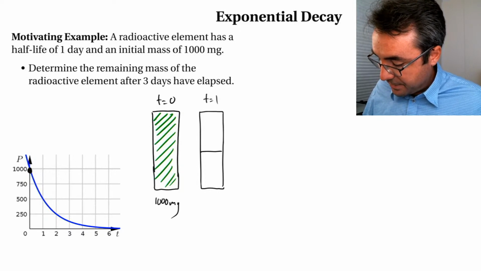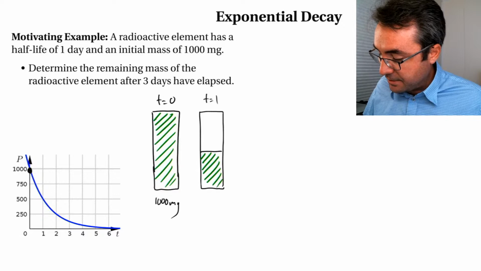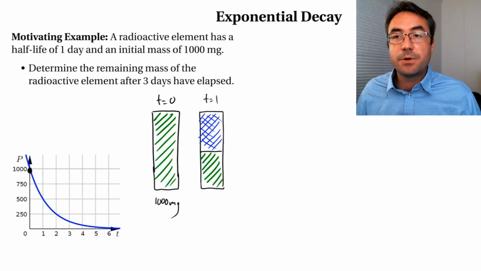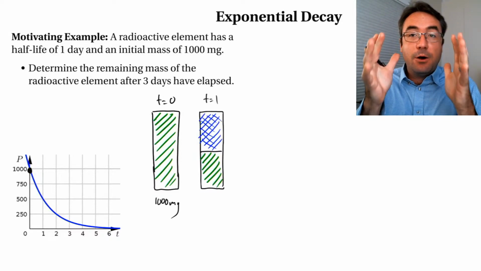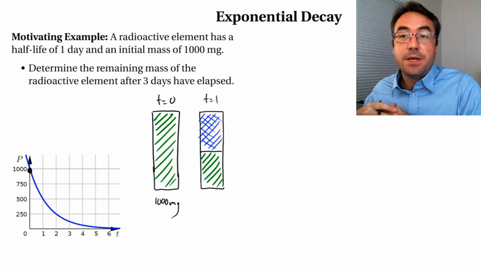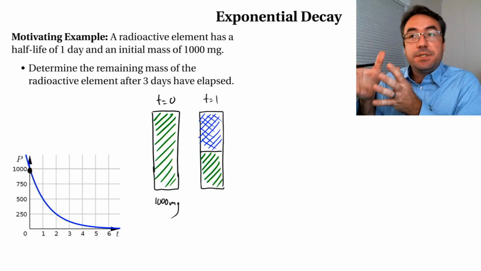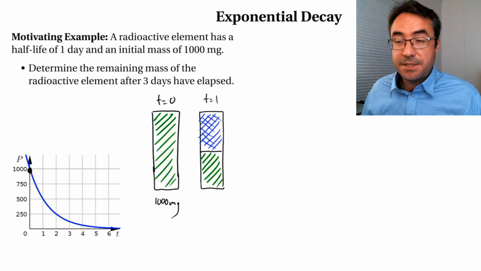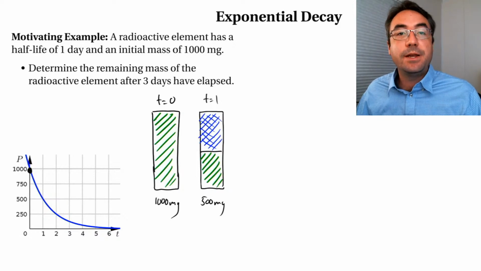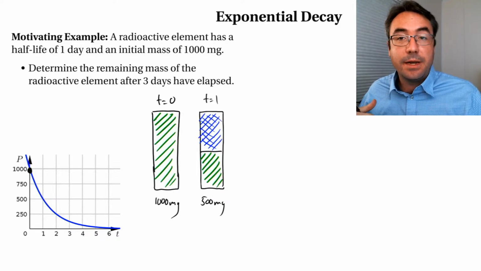So we take half of it, and that's what's radioactive. The other part is just some new material. Maybe it is radioactive, but that's not what we're interested in. We're interested in how much of our original element is still present. So going from t equals 0 to t equals 1, the size is cut in half. So we're down to 500 milligrams of our original radioactive element after 1 day.